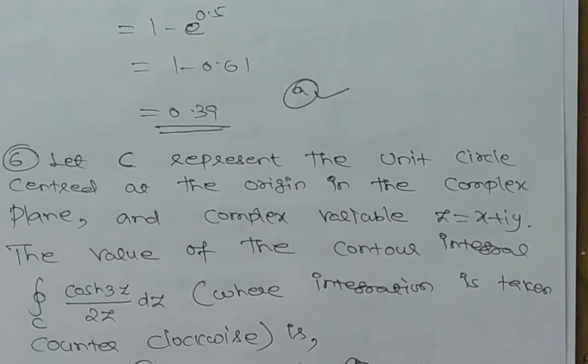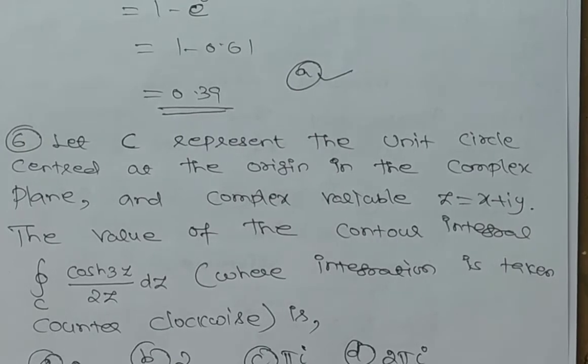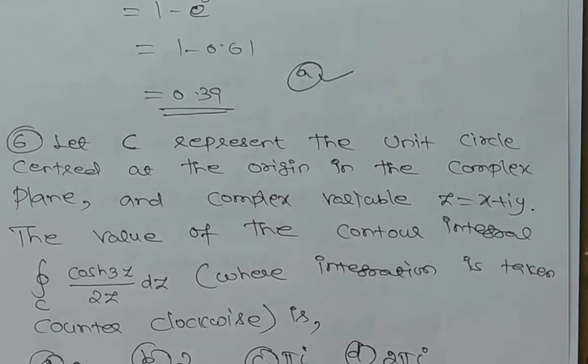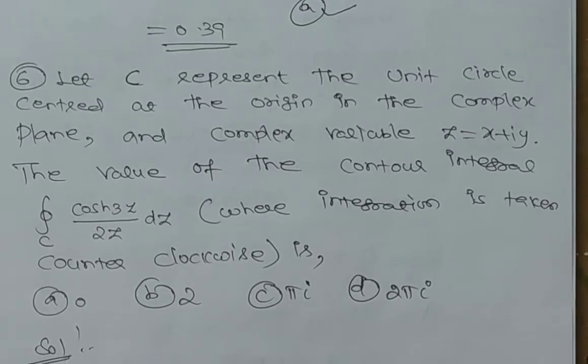Next, let C represent the unit circle centered at the origin in the complex plane, and the complex variable is z equal to x plus iy. The value of the contour integral over C of cos 3z divided by 2z dz, the integration is taken counterclockwise. The 3 options are given. So this is a complex integration problem.